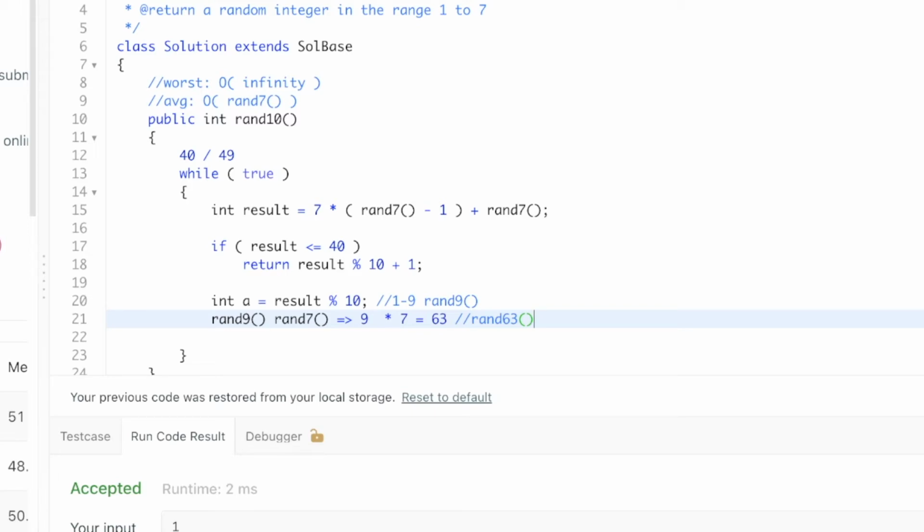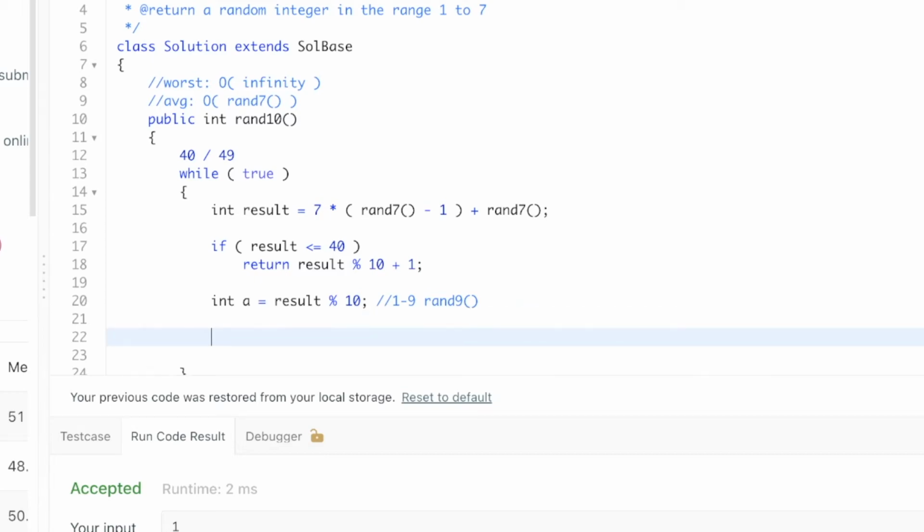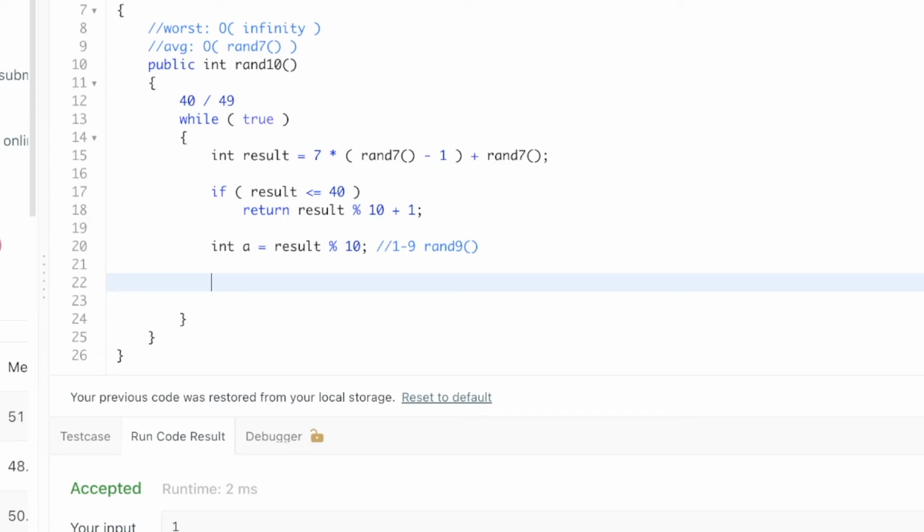So let's actually implement this. So if we have Rand63, let's just type it out. So int a equals result mod 10. So we're going to say result equals 7 times (a minus 1). So what I'm doing is, it's like give me the first 8 sevens. Remember, this is some number between 1 and 9, but I'm going to subtract 1. So this is now a number between 0 and 8. So it's like give me the first 0 to 8 sevens, and then I'm going to add in the last 7, which would be a total of 9 sevens, or sorry, Rand7, to get 63, or some number between 1 and 63.